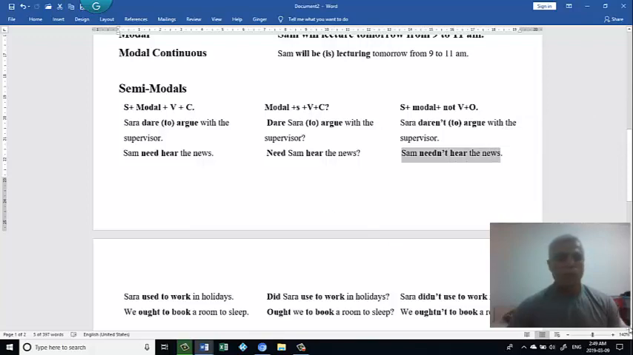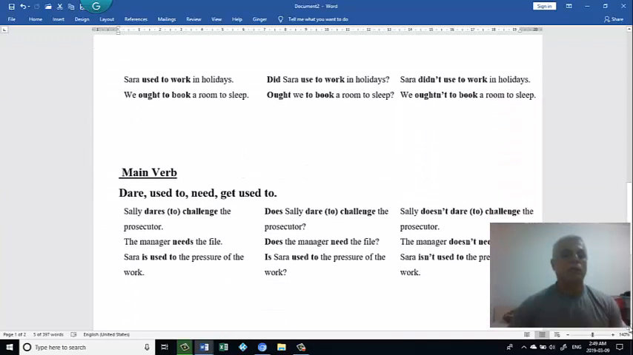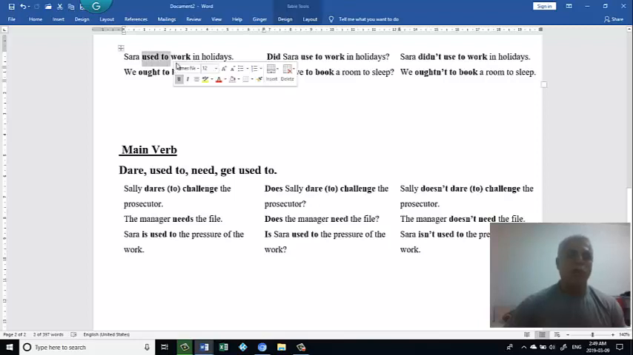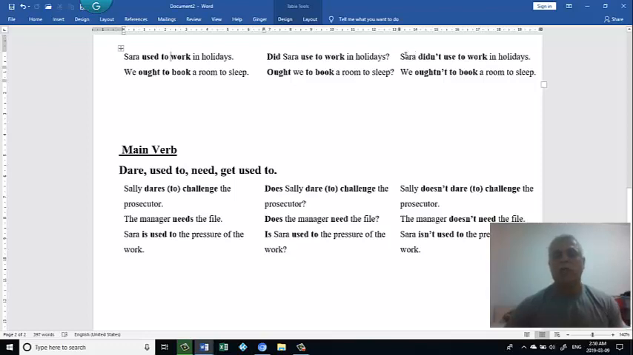Okay, let's continue. If you look at the sentences here, Sarah used to work in holidays. Sarah is the subject, used to is the modal or semi-modal. Then the root of the verb is work. Make it a question. Here we cannot use used at the beginning, then we have to add did. You say, did Sarah use to work in holidays? Then answer it or make it negative. Sarah did not use to work in holidays.